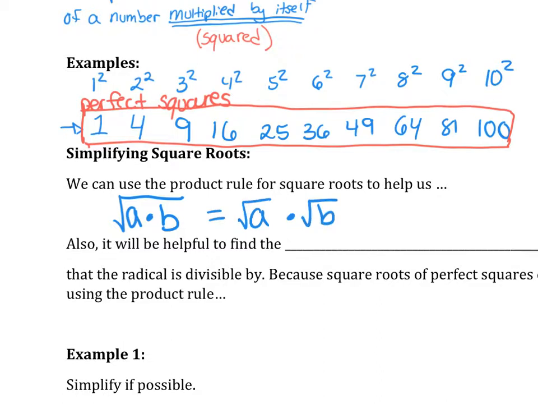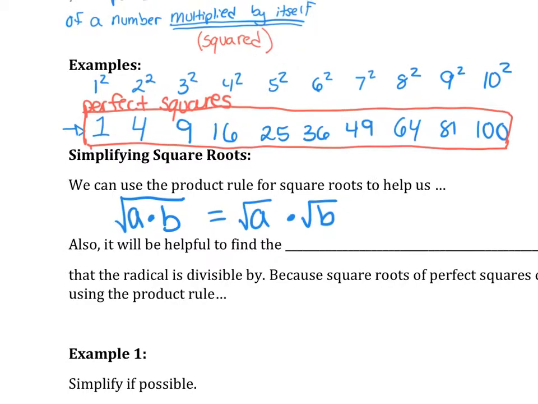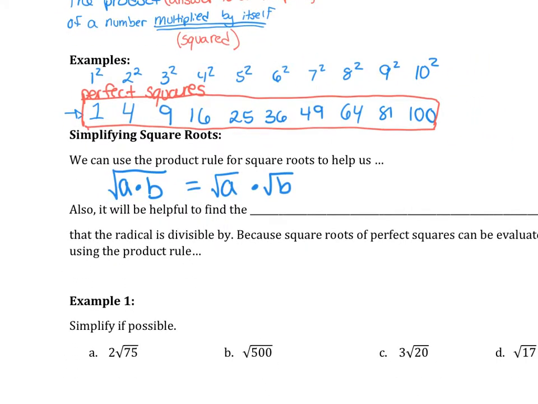You can also go the other way. If you have the square root of a times the square root of b, you can rewrite it as that multiplication happening under one square root, as the square root of a times b. Okay, so that's the main rule we're going to use to simplify.